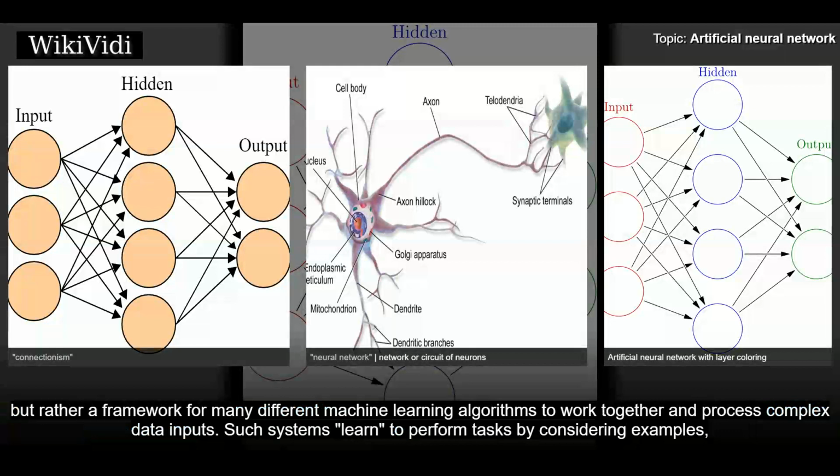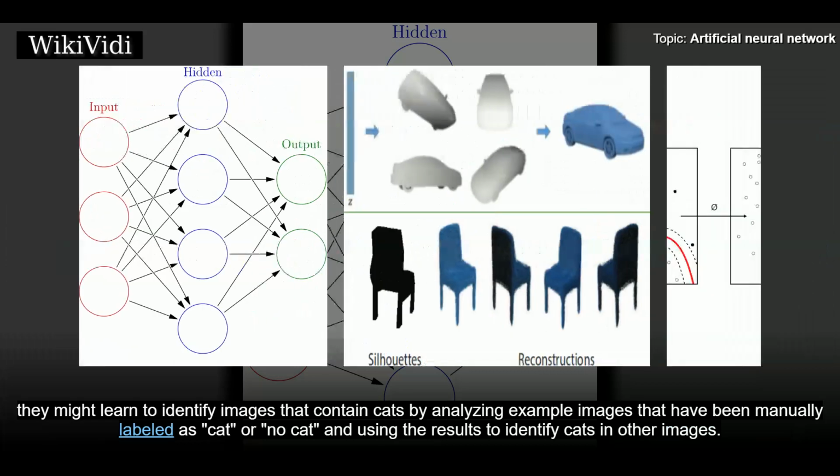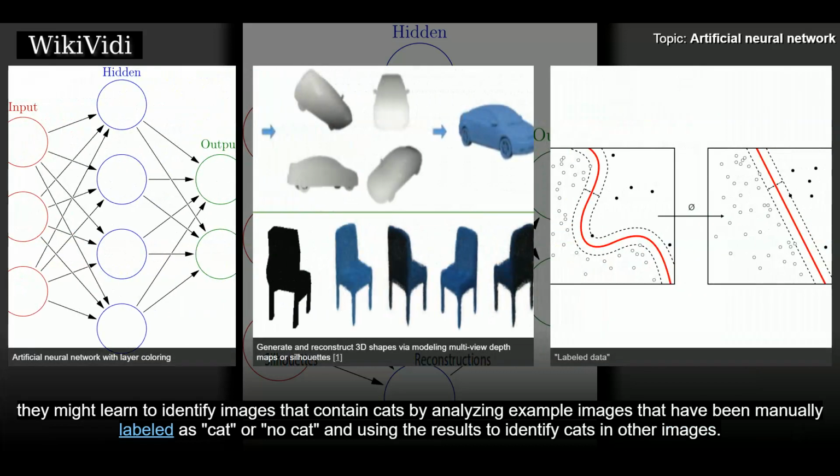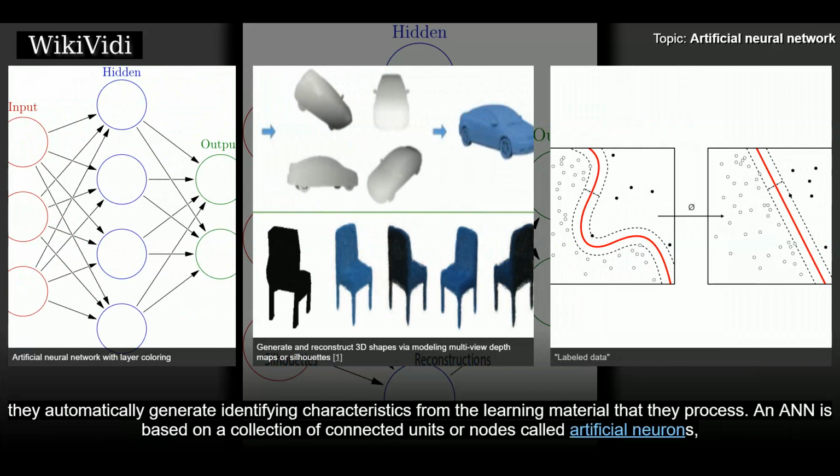Such systems learn to perform tasks by considering examples, generally without being programmed with any task-specific rules. For example, in image recognition, they might learn to identify images that contain cats by analyzing example images that have been manually labeled as cat or no cat, and using the results to identify cats in other images. They do this without any prior knowledge about cats, such as that they have fur, tails, whiskers and cat-like faces. Instead, they automatically generate identifying characteristics from the learning material that they process.